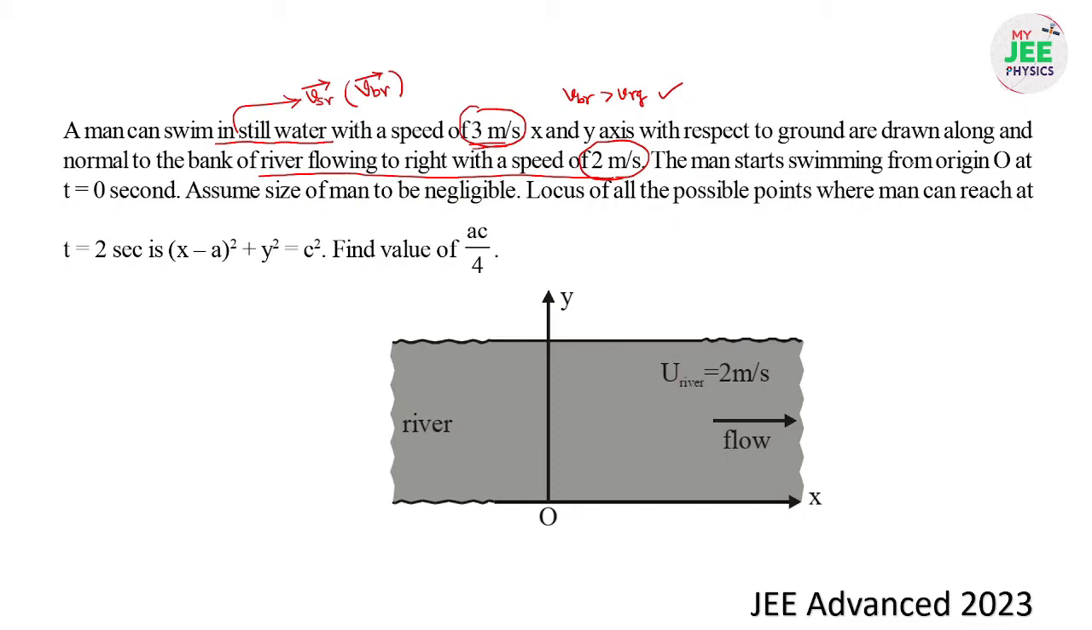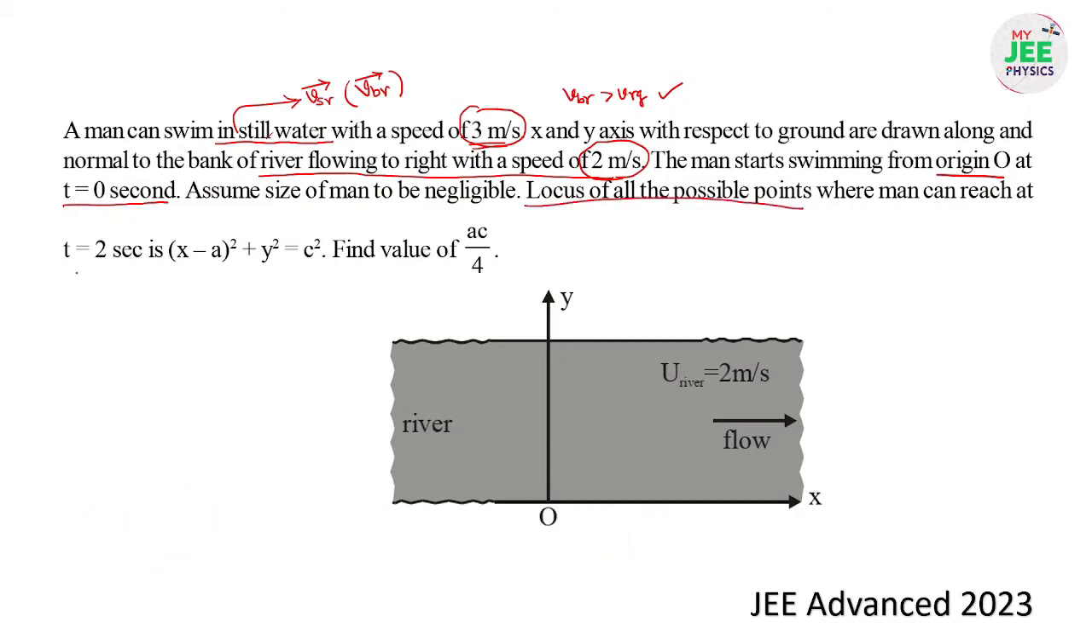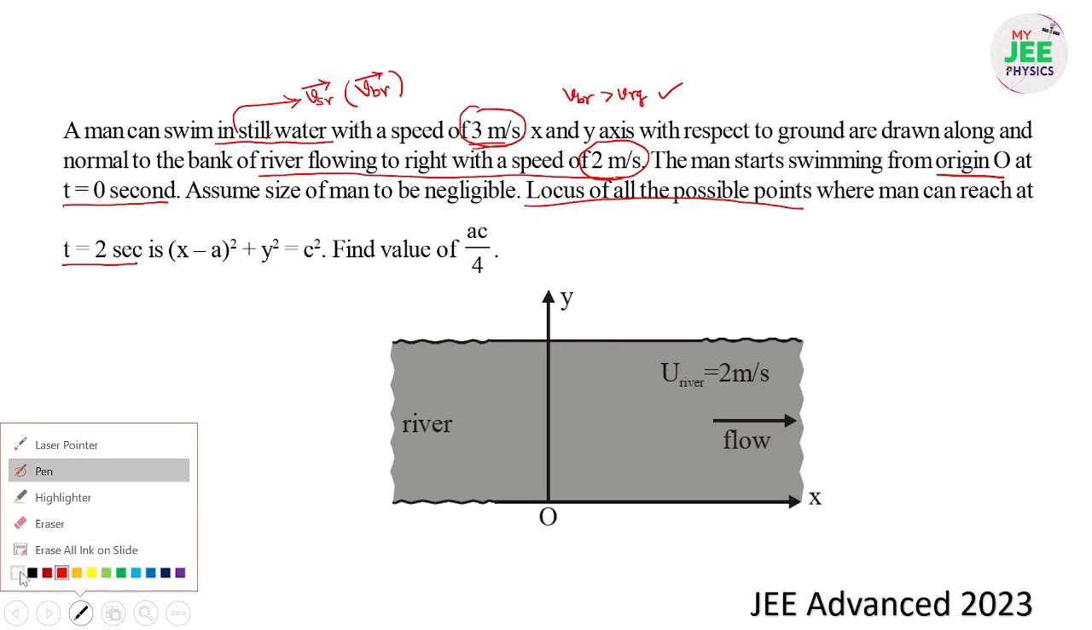Now the starting point we are taking as the origin, and time is equal to 0. Exactly, we require the locus of all possible points where the man can reach at time t equal to 2 seconds. To solve this question, I'm following the usual approach.